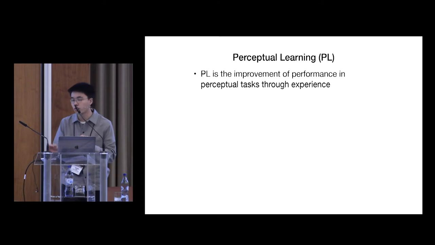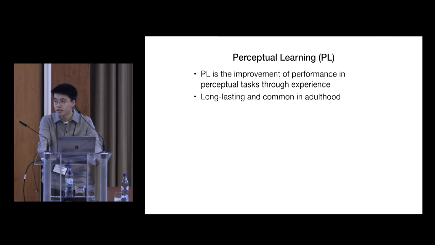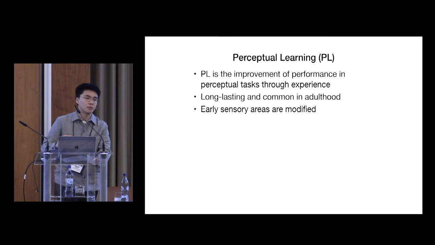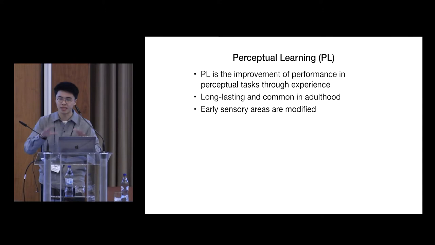We know it's very long-lasting and continues into adulthood. Most interestingly, by doing physiology, we know that during perceptual learning, early sensory areas are modified. That doesn't sound like such a smart idea, because we usually think of early sensory areas as supposedly unsupervised machines that do general purpose processing for whatever tasks we're going to do downstream. So it doesn't sound reasonable to modify them just to benefit one task. What if we mess up all the other tasks that we've already learned?